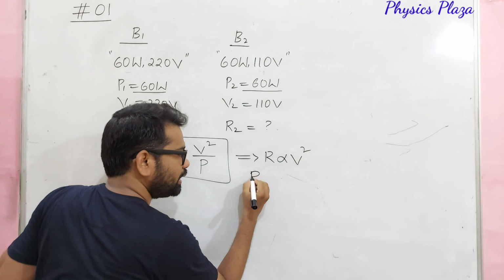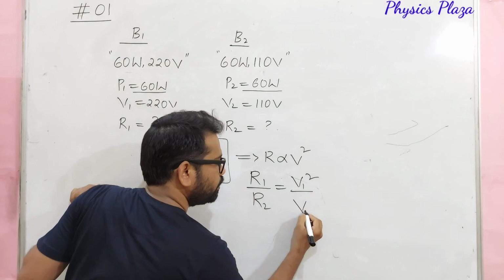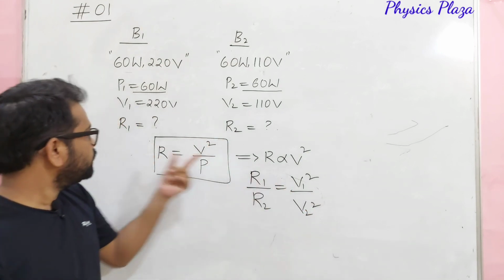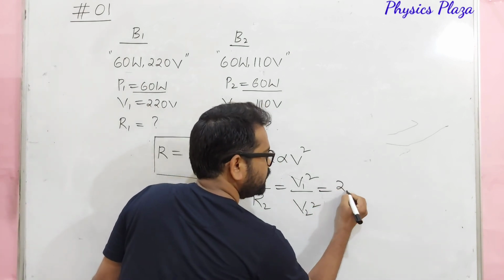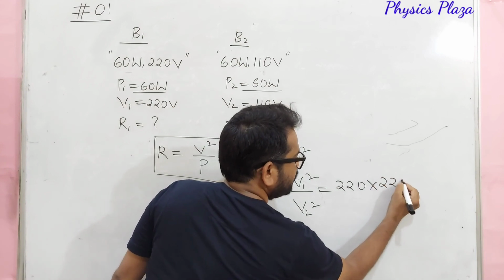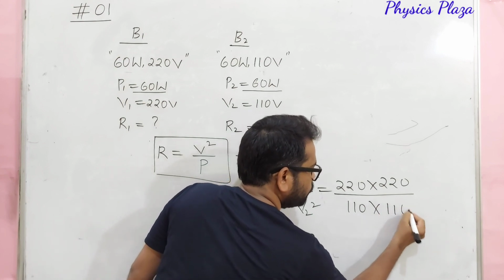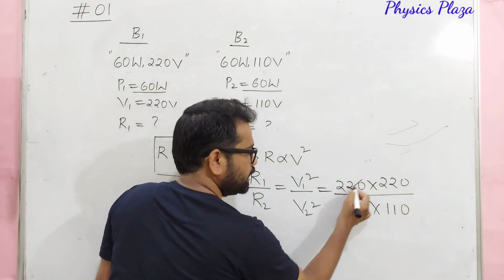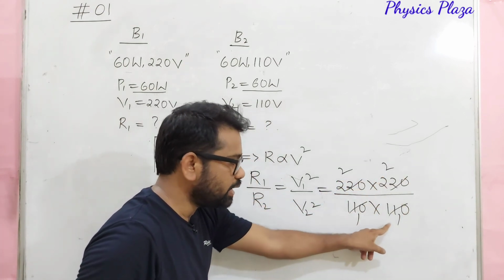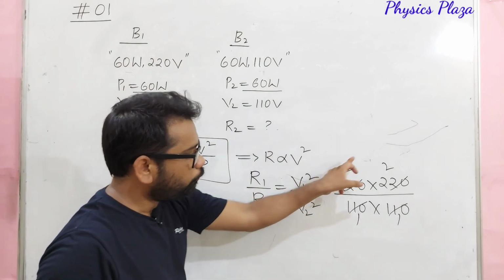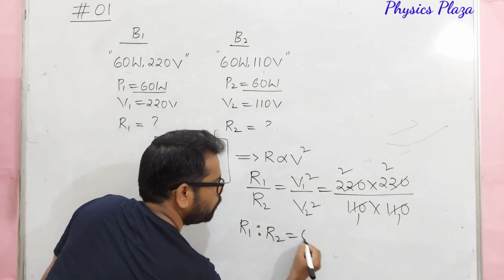So we can write R1 by R2 is equal to V1 square by V2 square. Children, what is the V1 value here? 220. What is the V2 value? 110. Let us substitute here. So this is 220 into 220, because it is 220 square, and then 110 into 110. Now let us simplify this. It is once, it is twice. So 2 twos are 4, 1 one is 1. That is R1 by R2 is equal to 4 by 1. So we can write R1 is to R2 is equal to 4 is to 1.